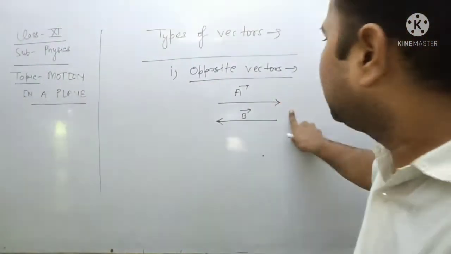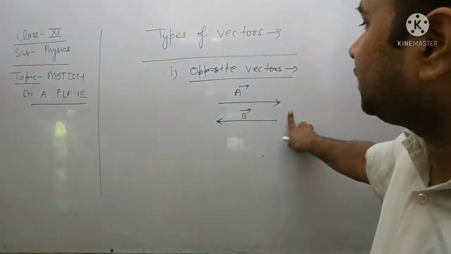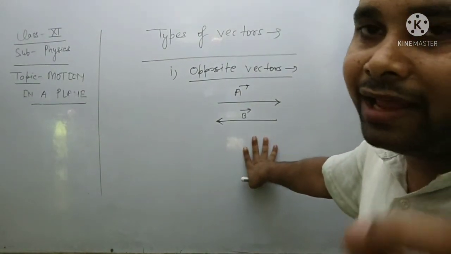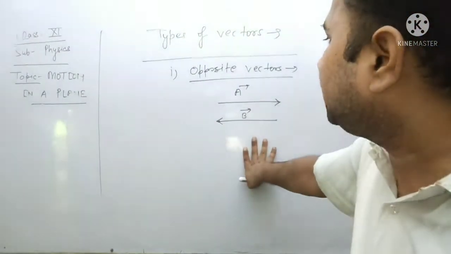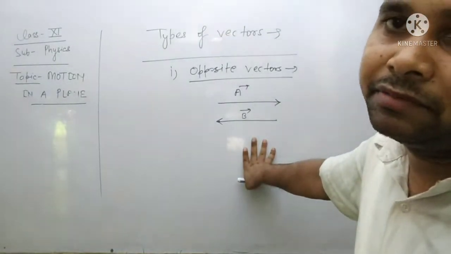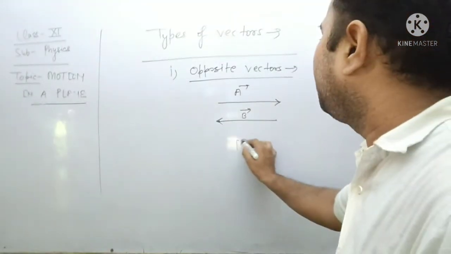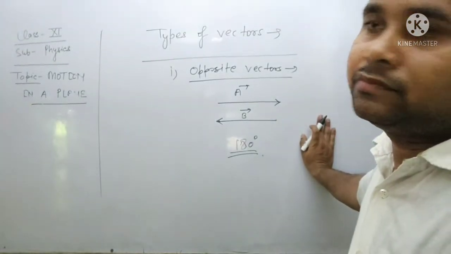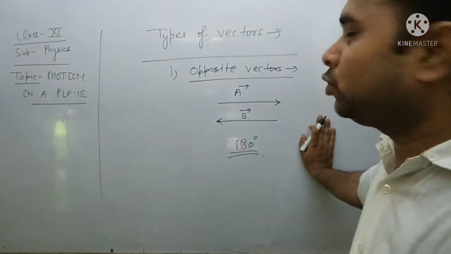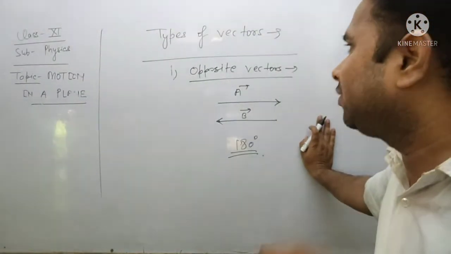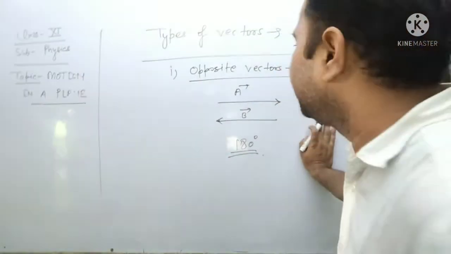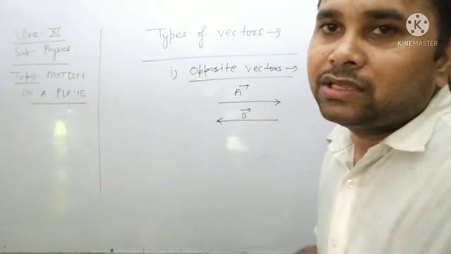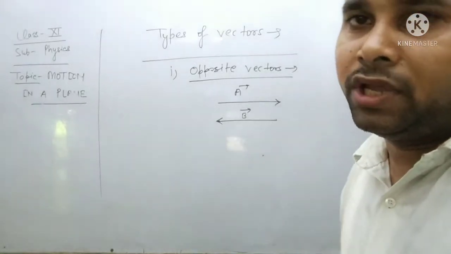Acha, one point you should mark here: in opposite vectors the angle between vector A and vector B is 180 degrees. If two vectors are opposite to each other, then the angle between them is 180 degrees. And in equal vectors the angle between them is 0 degrees.